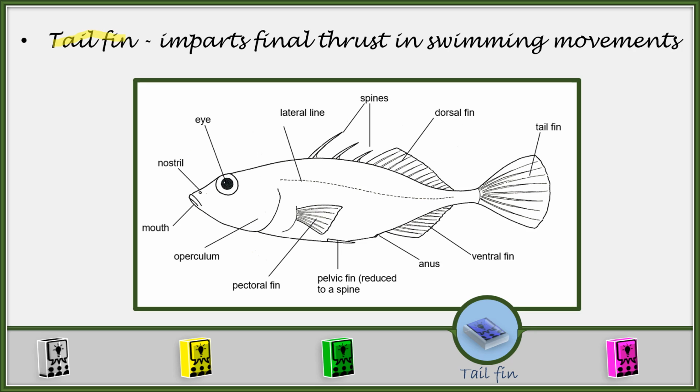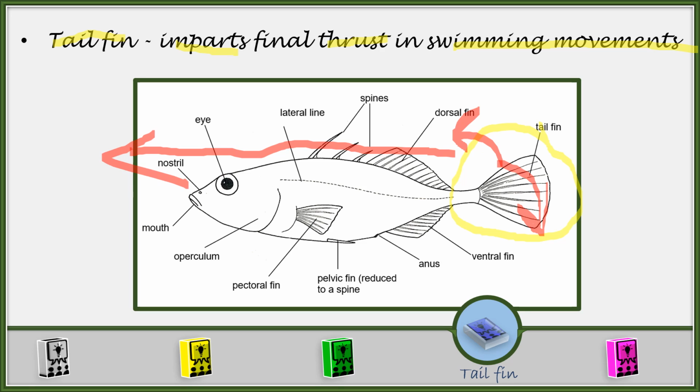We have the tail fin. The tail fin is this one. This one imparts the final thrust in swimming movement. When it turns to the other side and then also turns to this side, it is going to cause a thrust, and that thrust is what is going to push the fish to move in the front direction, which is swimming movement. It is the tail fin.